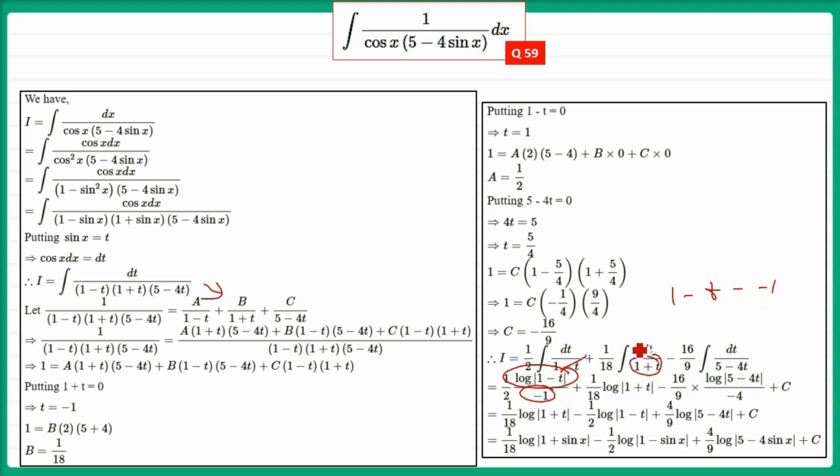Similarly, this 1 plus t, log 1 plus t will come upstairs, and 1 plus t differentiation is 1, so 1 will come in the denominator, that won't affect. And this 5 minus 4t will give you negative 4, that has to come in the denominator. As I said, this 4 will get cancelled, negative will get cancelled, it will be plus 4 by 9 log 5 minus 4 sin x. So this is the reference you can use if you are solving it by yourself.